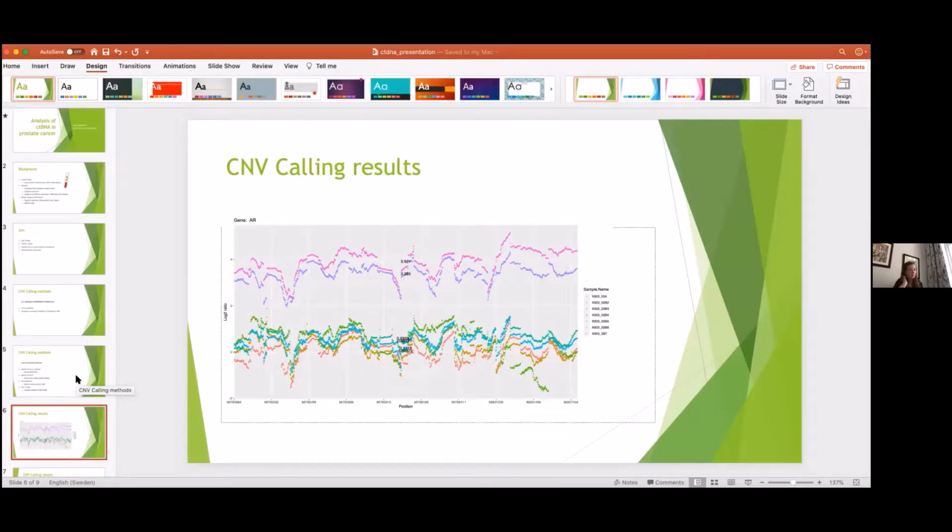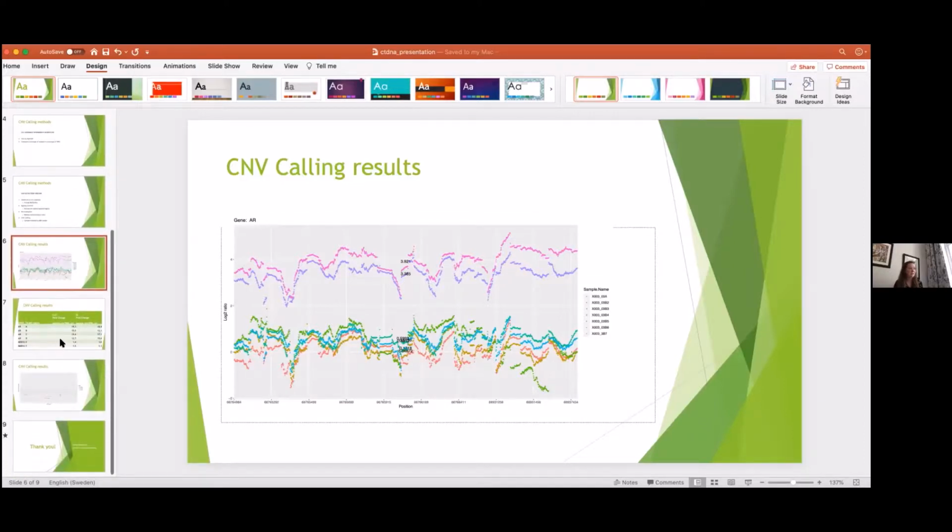So as you can see, for most samples from this patient, the log2 value is around 0. So this indicates that you don't have any CMVs in these samples for this gene. But in 2 samples, you can see that the log2 value is around 3.5, 4, something like that. And these are also the 2 latest samples in the time series taken for this patient. So this is kind of what's to be expected, that it has a gain in the androgen receptor gene. So that's one way that you can visualize the CMVs.